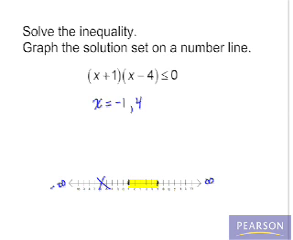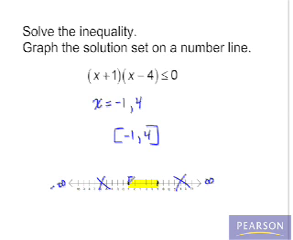And now we'll choose a third test point from 4 to positive infinity, say 5 or 6, substitute that into the inequality, and it does not work. So the solution to our inequality written as an interval would be anything from -1 to positive 4, including -1 and 4, because it is allowed to equal 0.